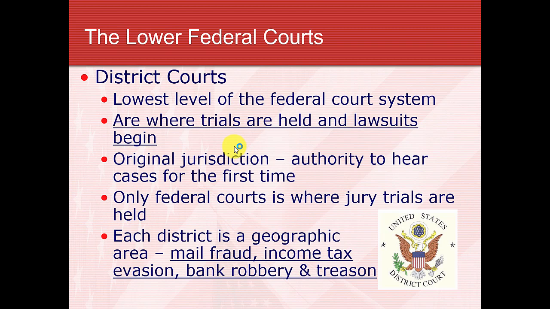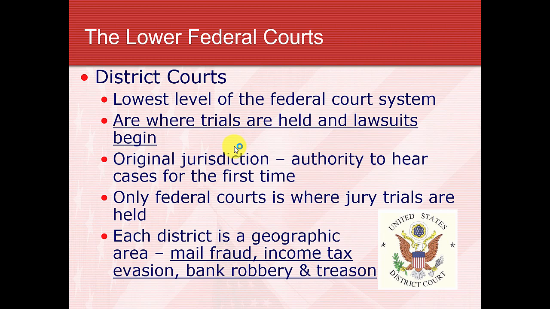Let's take a look at our very first lowest level of our federal courts, which is the district courts, and this is created by Congress. So this is the lowest level of the federal court system, and this is where trials are held and lawsuits begin. And they have what's called original jurisdiction, which means they have the authority to hear a case for the first time. So this would be kind of like a typical trial you would see on TV, but if it was for a violation of a U.S.